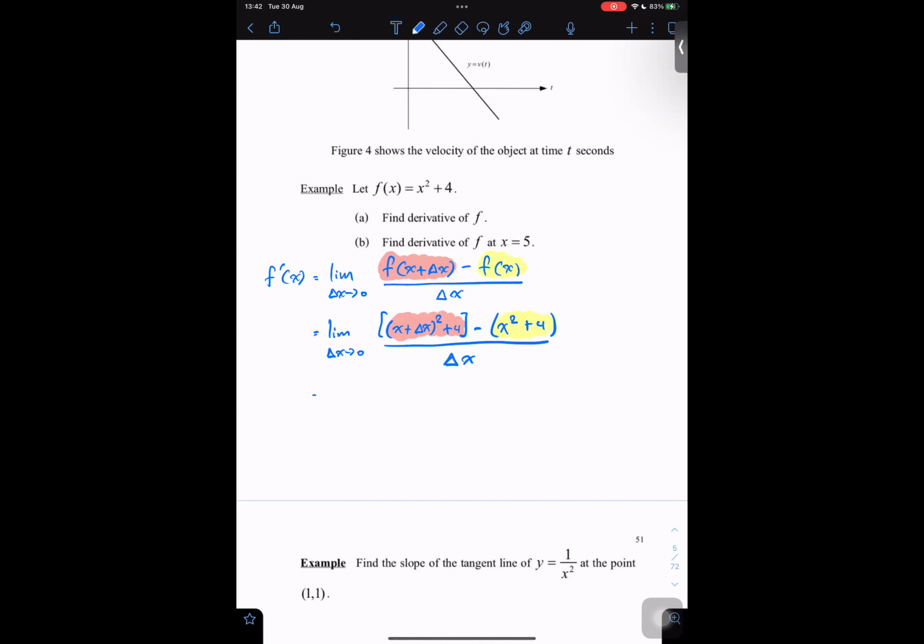Now we do the calculation. So x plus delta x squared will become x squared plus 2x delta x plus delta x squared, plus 4, and then minus x squared minus 4.